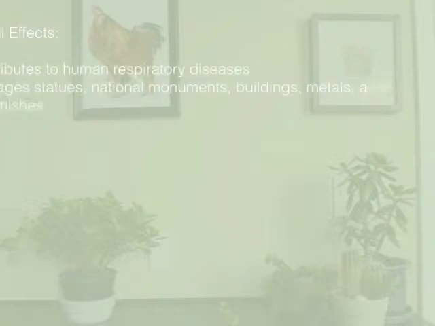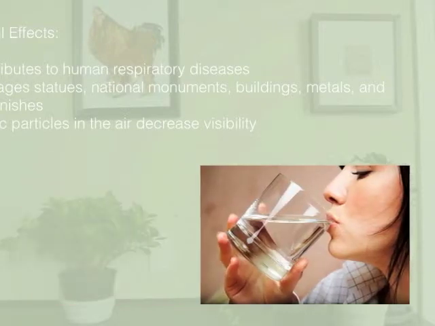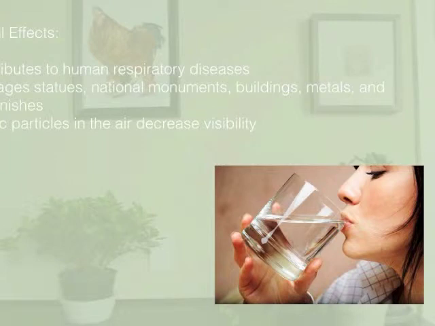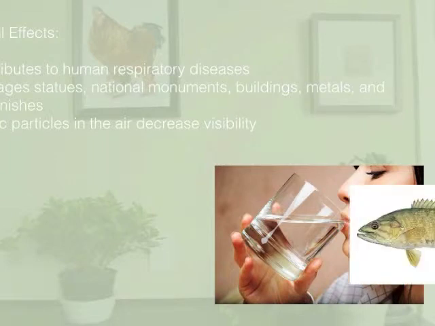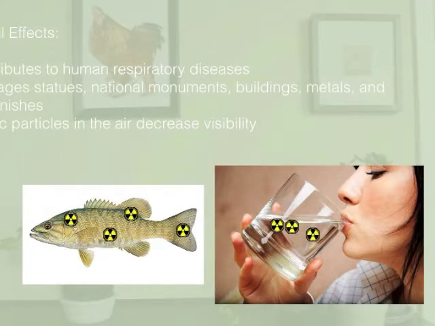Acid deposition has a number of harmful effects. It contributes to human respiratory diseases and damages statues, national monuments, buildings, metals, and car finishes. Acidic particles in the air can also decrease visibility. One of the most alarming and often unseen effects of acid deposition is that it can leach toxic metals such as lead and mercury from soils and rocks into lakes used as sources of drinking water. These toxic metals can accumulate in the tissues of fish eaten by people, other mammals, and birds.